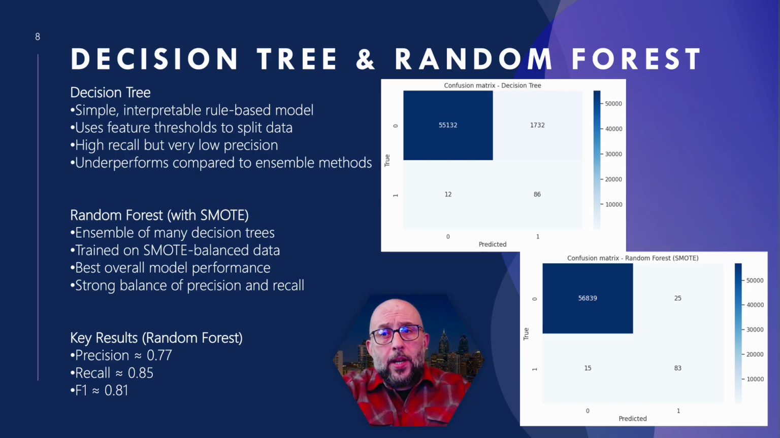Moving on to the decision tree and use of random forests. I first trained a decision tree with depth and leaf constraints to keep it interpretable. While it detected a large portion of fraud cases, it produced a lot of false positives, resulting in very low precision. I then applied a random forest, which combines many trees trained on different samples and feature subsets. Using SMOTE to balance the training data significantly improved the learning. The random forest achieved the strongest overall balance with high precision and recall and the highest F1 score of all the models tested. This shows the advantage of ensemble methods for complex imbalanced problems.